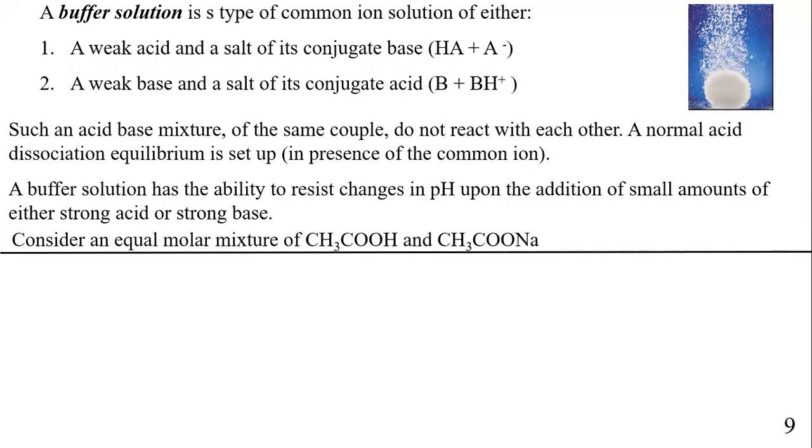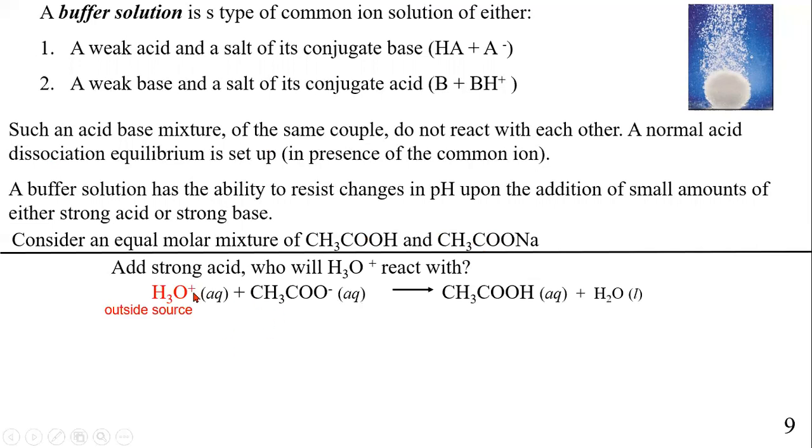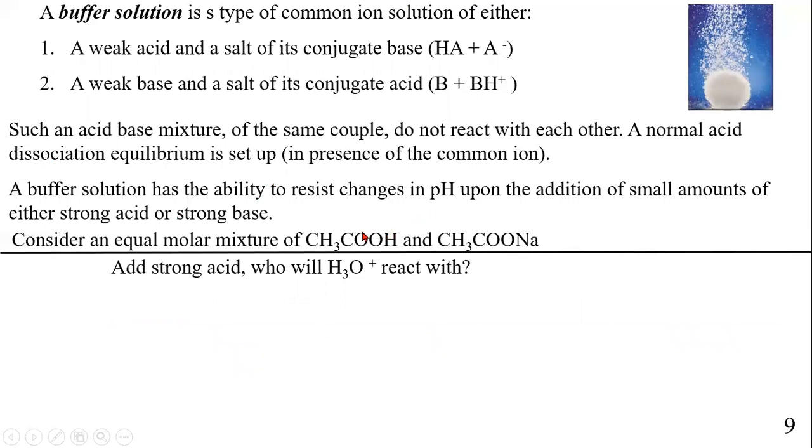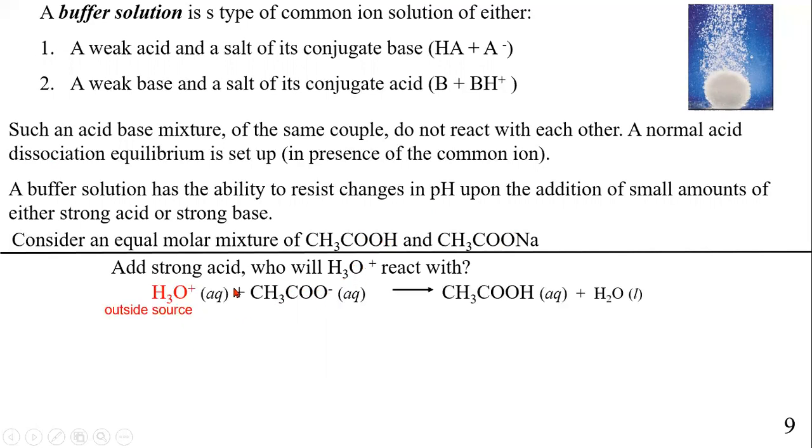Right? And let's see how this acetic acid and acetate ion maintain pH. So if I ingest some H3O plus from an outside source, who do you think it will react with first of all? Will it react with the acid, or will it react with the base, the conjugate of this acid? Of course, it's an H3O plus. An acid will not react with an acid, but an acid will react with the conjugate base.